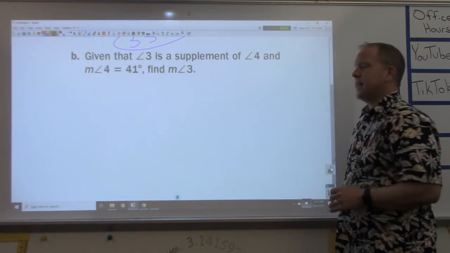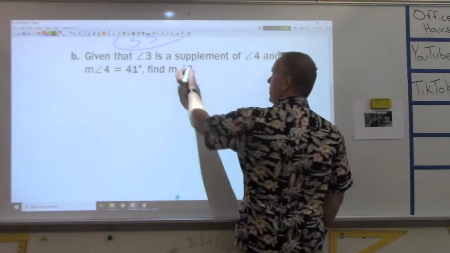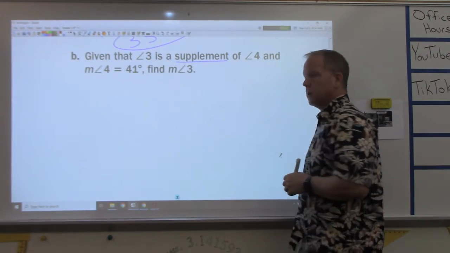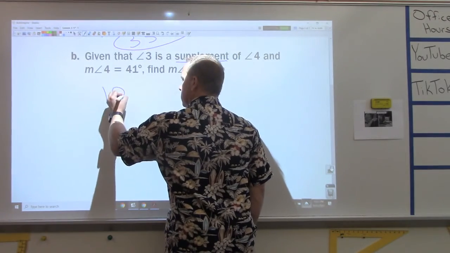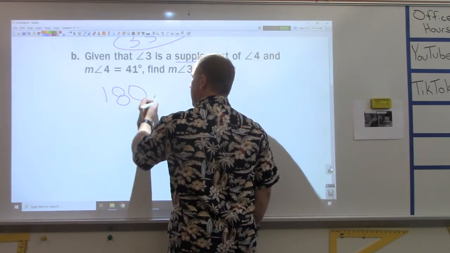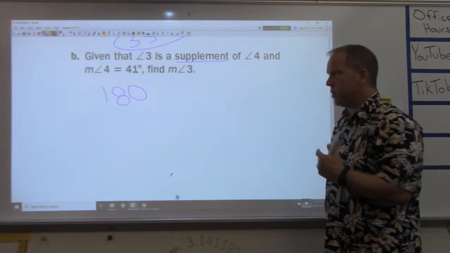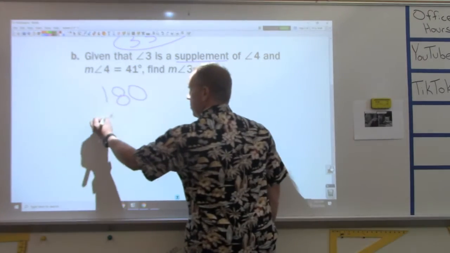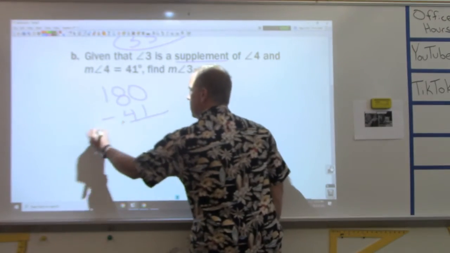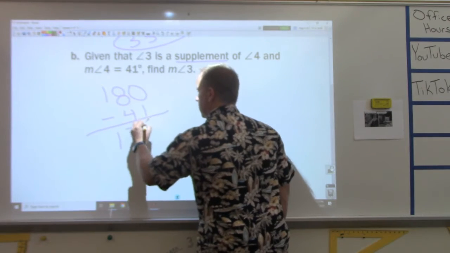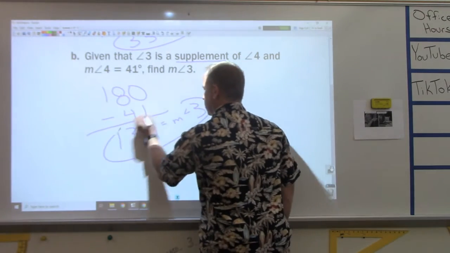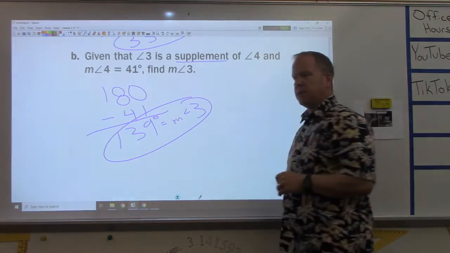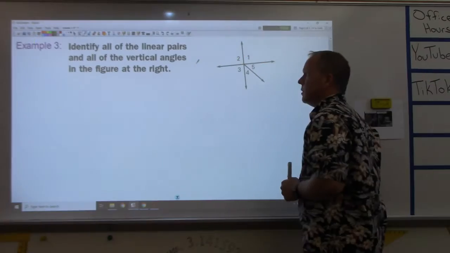Now, angle 3 is a supplement of angle 4. Supplements add to 180. If I know angle 4 is 41 degrees, I'm just going to subtract the 41 from 180 to get the measure of angle 3. So angle 3 is 139 degrees.